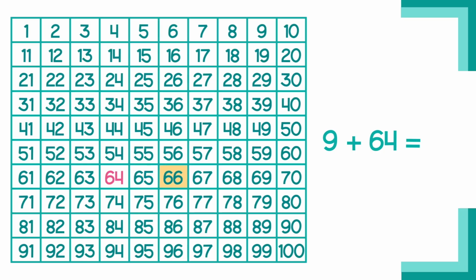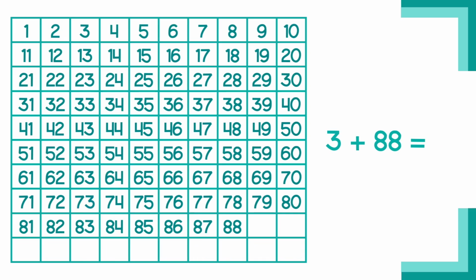65, 66, 67, 68, 69, 70. We've added 6 so far. We need to move to the next row and add 3 more to add 9 in all. 71, 72, 73. When we counted forward 9 times, we landed on 73. So 9 plus 64 equals 73.